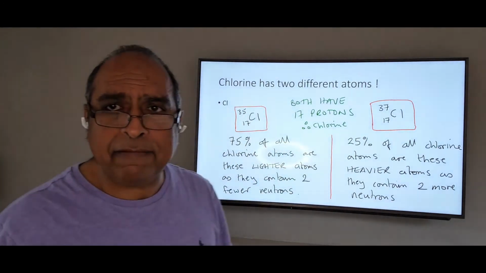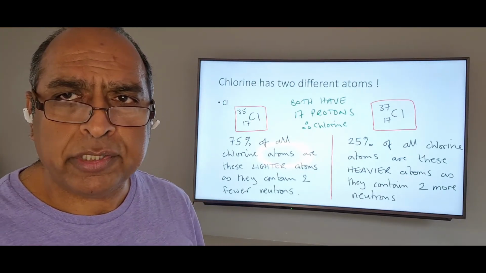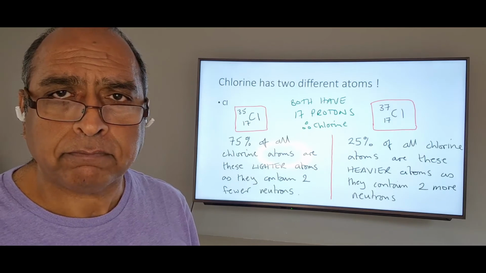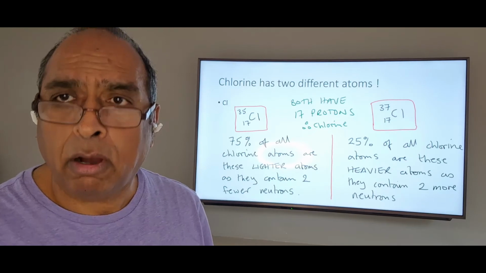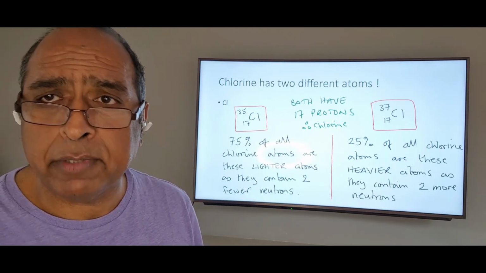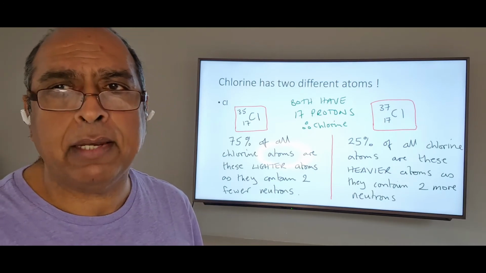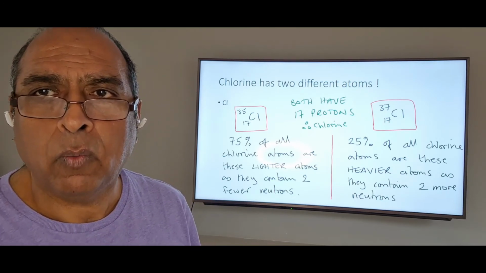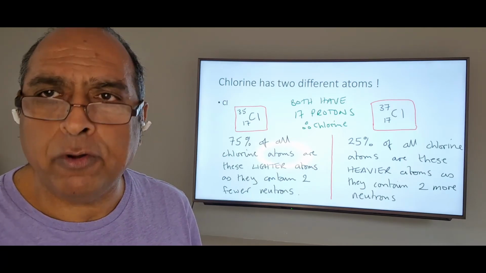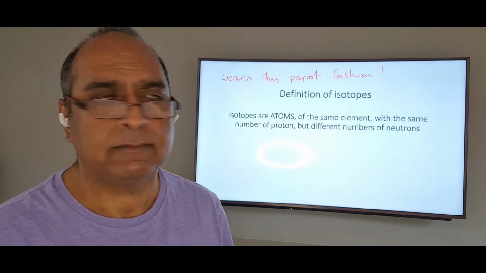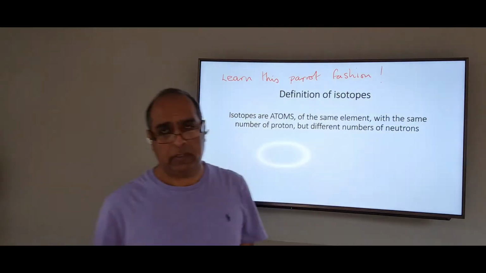So what definition should you learn? Well, clearly, I want you to say that isotopes are atoms of the same element, in this case chlorine, with the same number of protons, but different numbers of neutrons. There. Learn that. I want you to learn that parrot fashion.